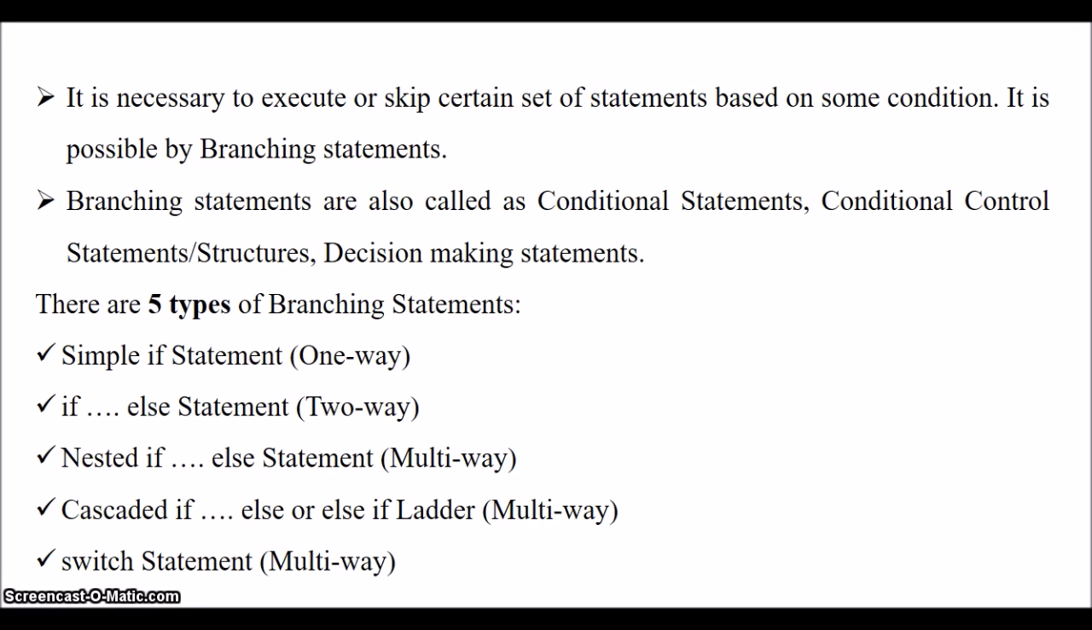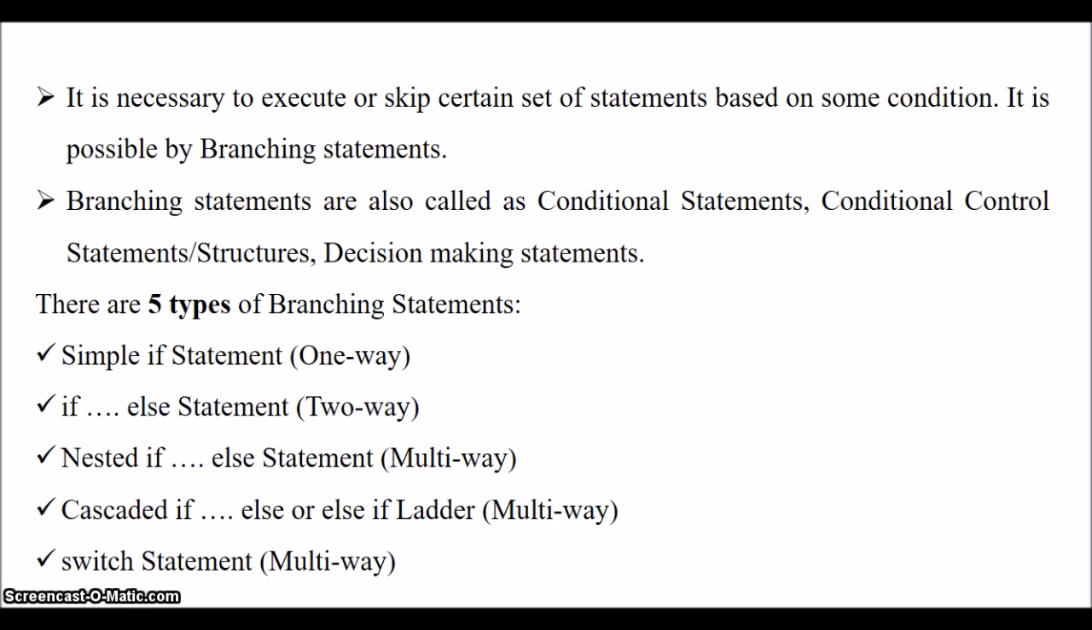Branching statements are also called conditional statements, conditional control statements, conditional control structures, or decision making. Based on some condition, some part of a program will be executed, or based on that condition, some part of the program will be skipped.